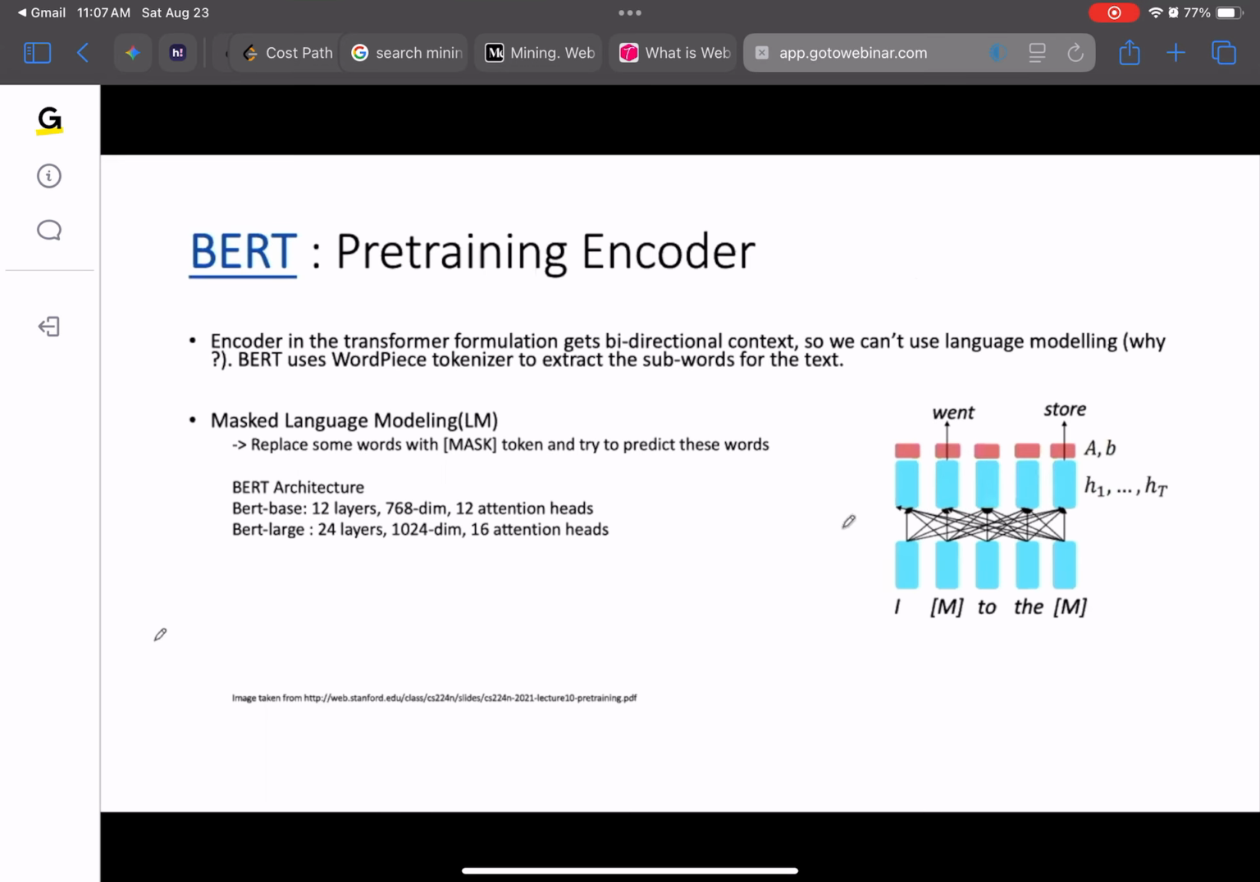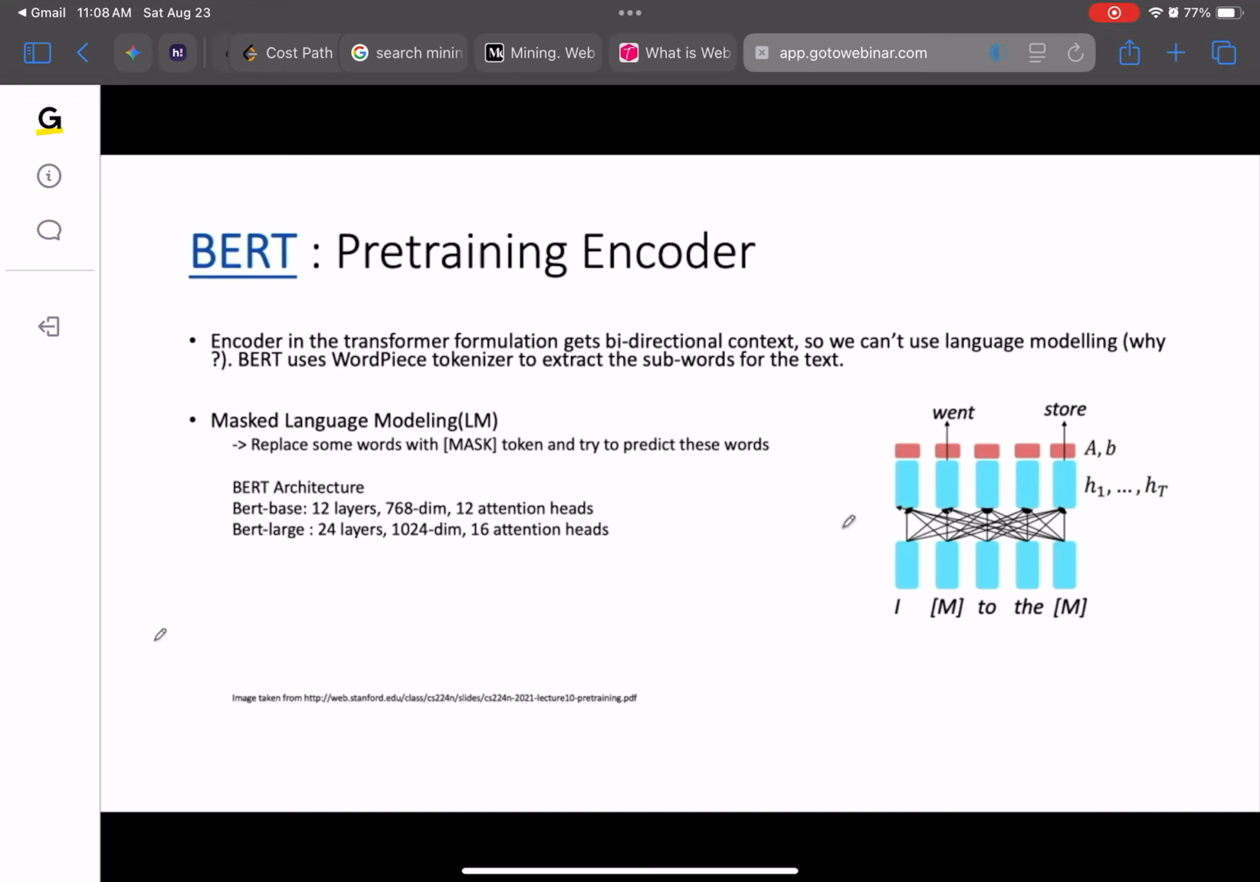Now let's move on to another form of pre-training, which is BERT. BERT pre-trains an encoder. The encoder is a transformer formulation in which bidirectional context can be incorporated, so it's different from a decoder in that way.